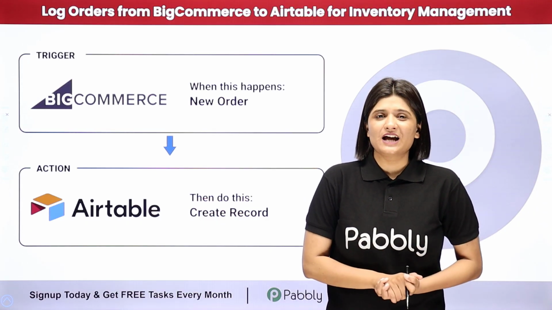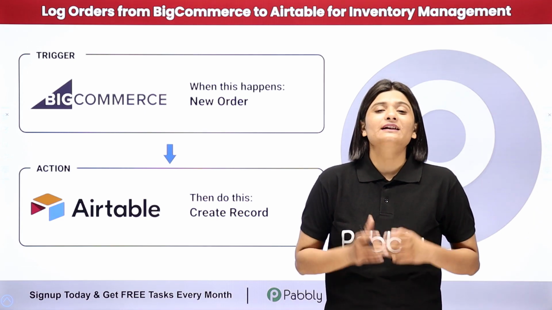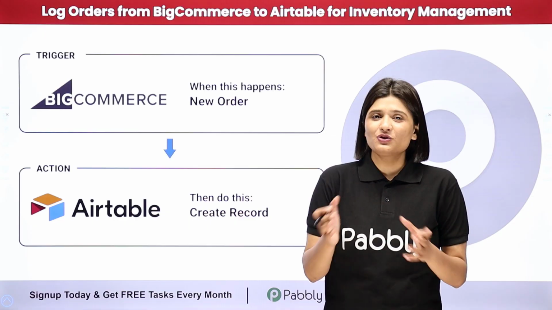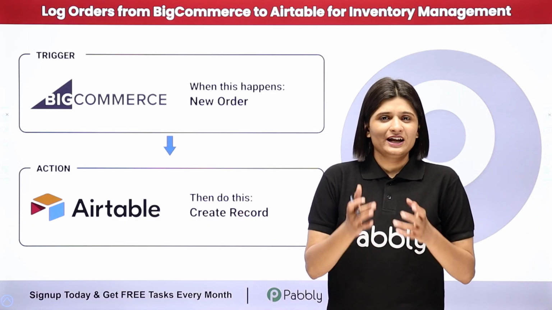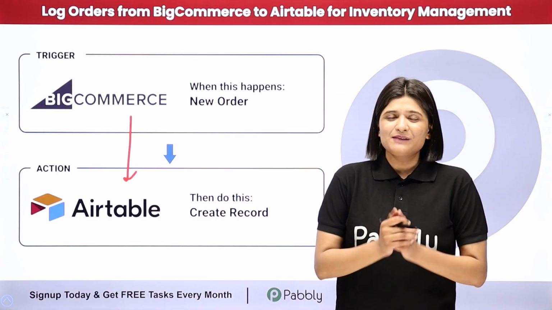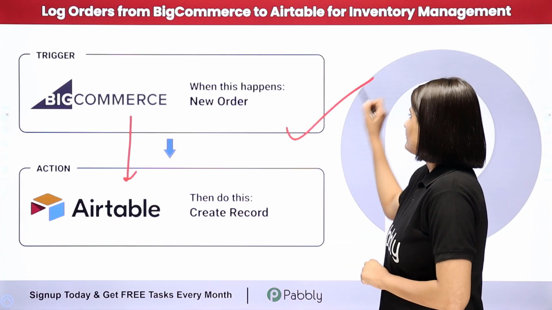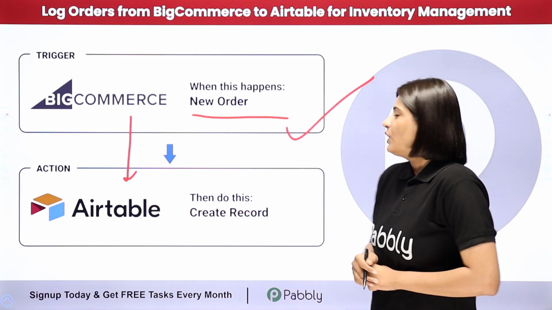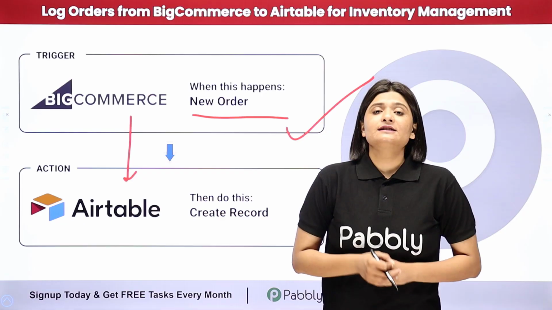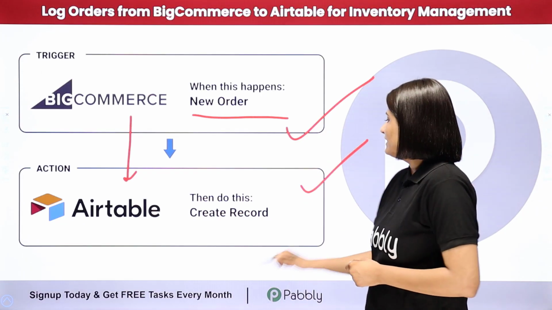to do this automation, I've used Pabbly Connect. Pabbly Connect is an amazing automation and integration software which requires no coding or programming skills. Here I just need to build a connection between BigCommerce and Airtable. With the help of Pabbly Connect, I am going to build this connection in such a way that whenever there is a new order in BigCommerce, all the details related to this customer and this order will be automatically added to my database in Airtable.